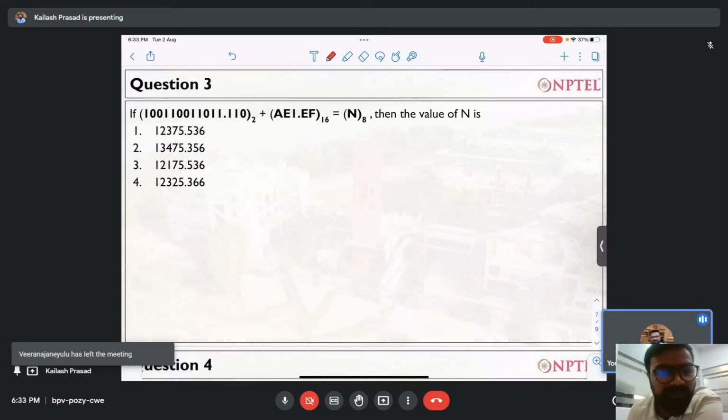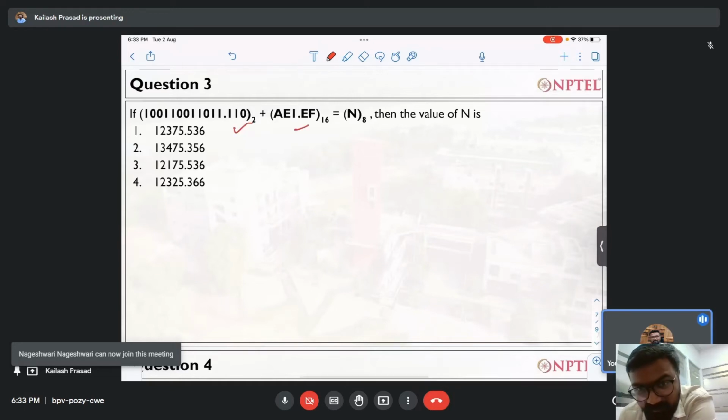Okay, so this is another question, where we have been given an equation, and in this equation there are numbers with three different bases. One is binary, this is hexadecimal, and this is octal. What I have to do is find out this n, the value of n, out of these four numbers. So anybody want to try it out, or I will start solving it here.